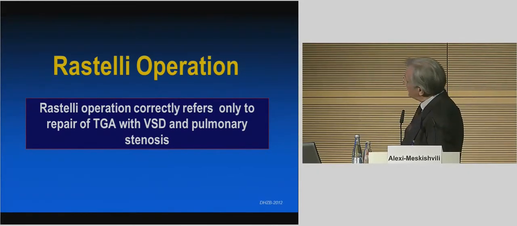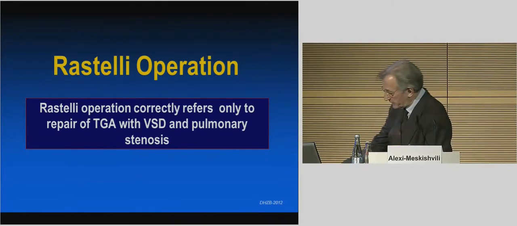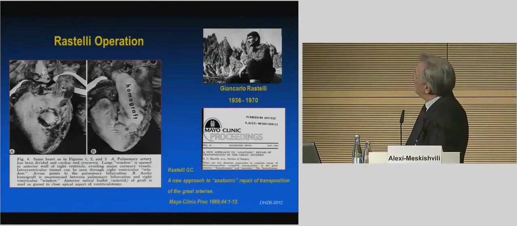pulmonary stenosis is the Rastelli operation, which in general correctly refers only to repair of transposition with VSD, not to double outlet with VSD, because when we do a Rastelli type operation for double outlet, this is a Rastelli type operation, but it's not the Rastelli operation. And this is the first publication of Rastelli.